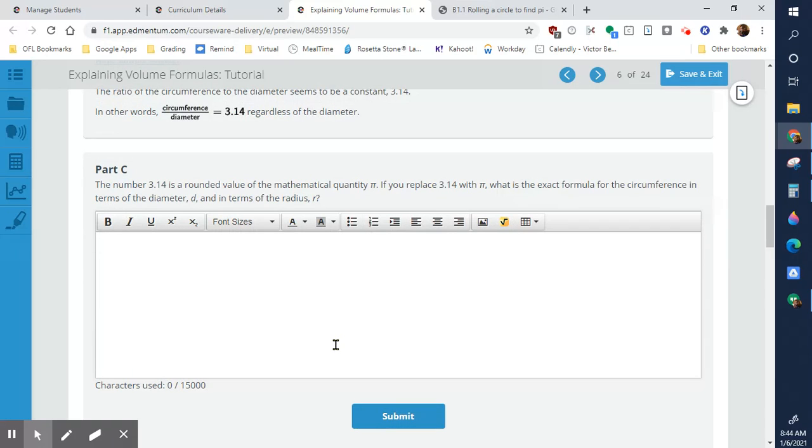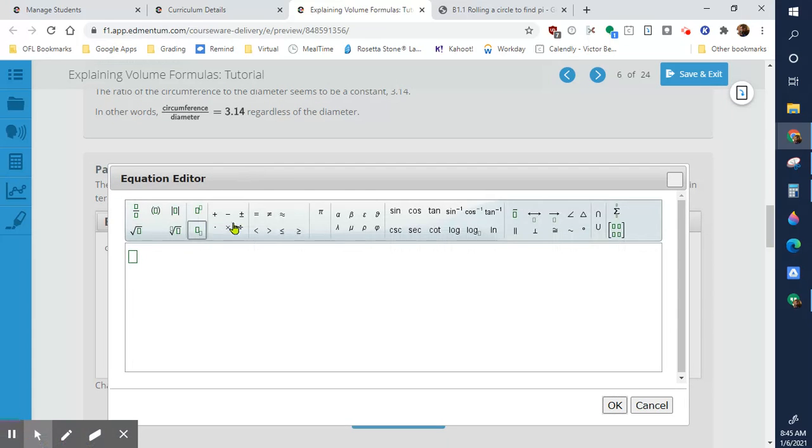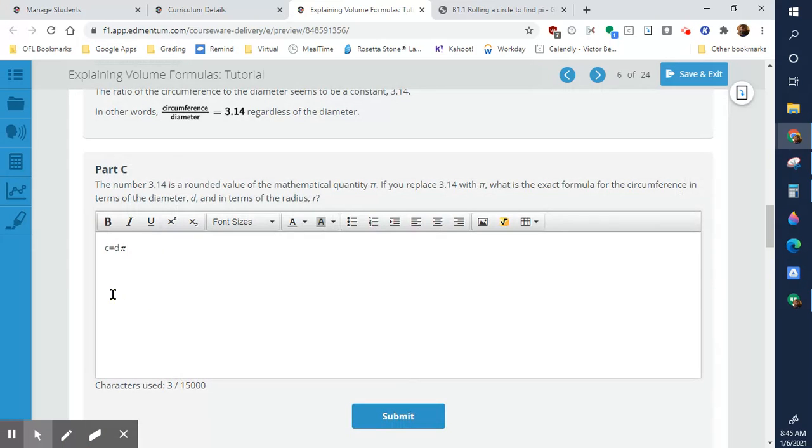So the number 3.14 is rounded mathematically to a number called pi. So again, if you replace this with the exact formula, how would this be in terms of, so we would just say that C, for circumference, equals diameter times pi. So if we need that pi symbol, we're going to have to use equation editor and hit that pi. Okay, so we get this: circumference equals diameter times pi.